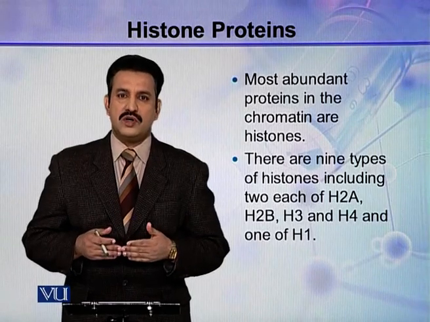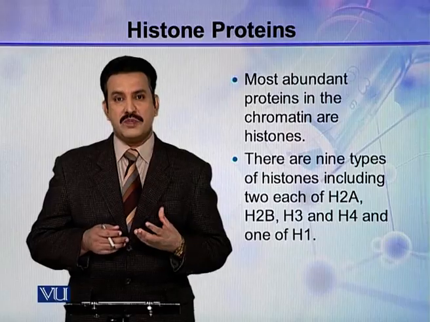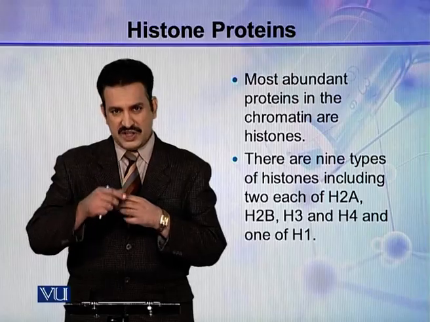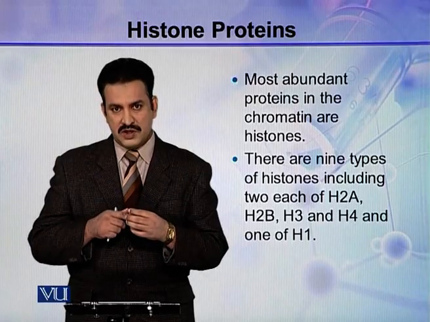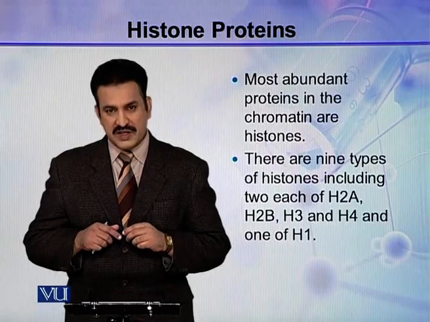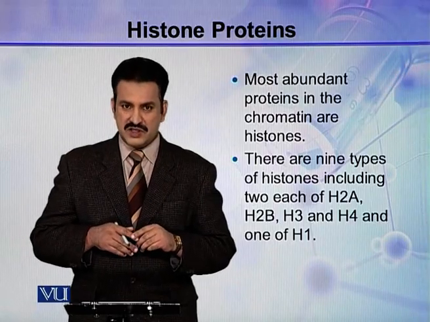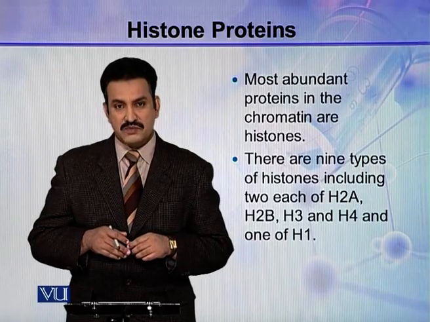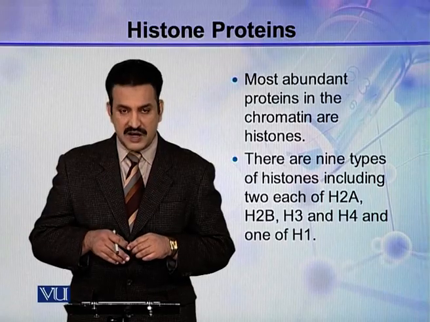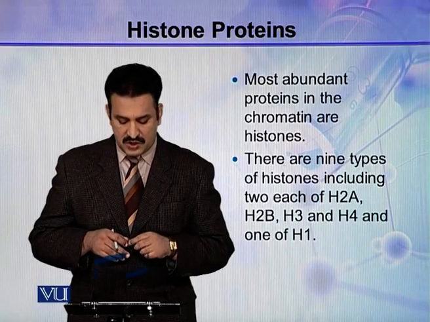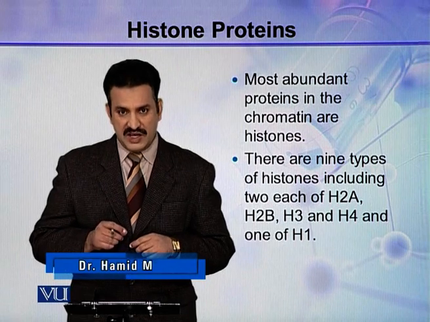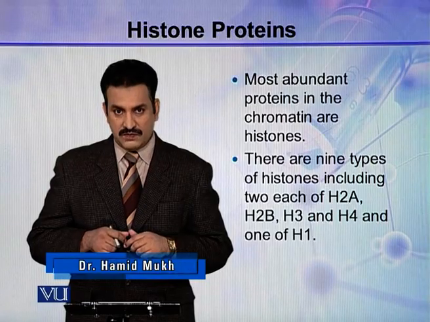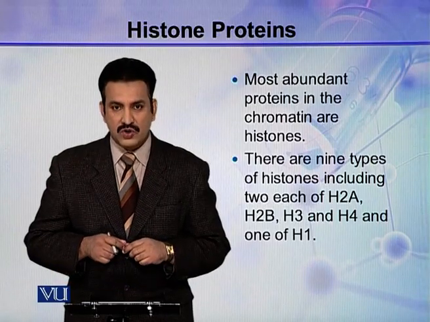So as you know, in a chromosome or in the chromatin, the DNA molecule is wound around the proteins, which are histone proteins. So in the chromatin, the most abundant type of proteins present are histones. There are 9 histone molecules, and they include two molecules each of H2A histone, H2B histone, H3 histone, H4 histone, and one molecule of H1.